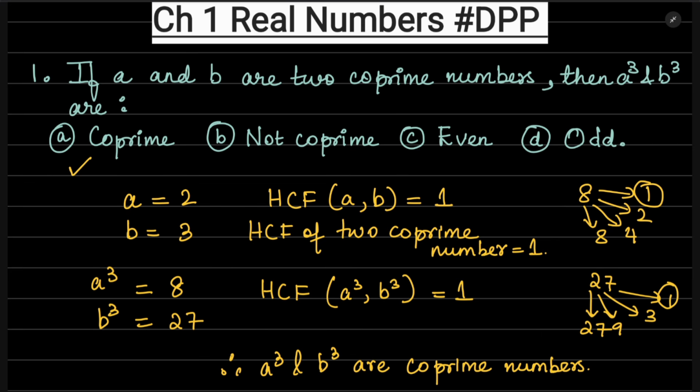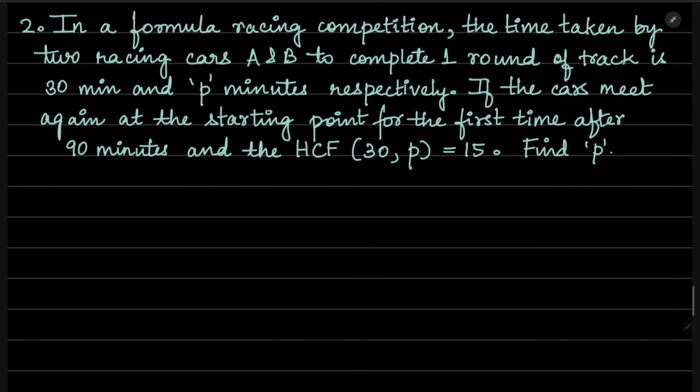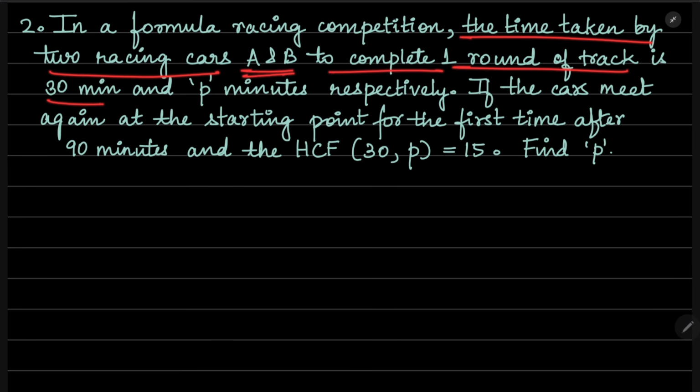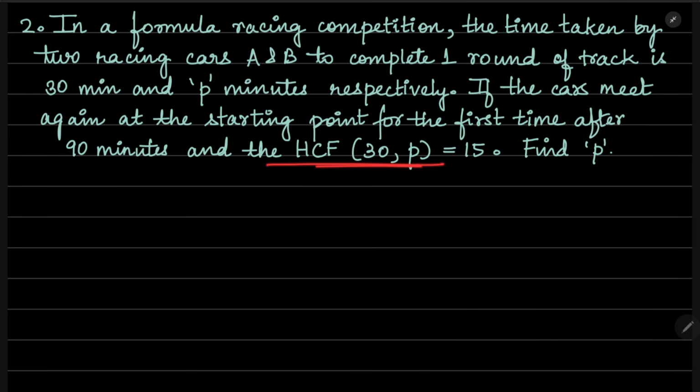Okay, so let's move on to the next question. In a formula racing competition, the time taken by two racing cars A and B to complete one round of track is 30 minutes and P minutes respectively. If the cars meet again at the starting point for the first time after 90 minutes and the HCF of 30 and P is 15, find P.